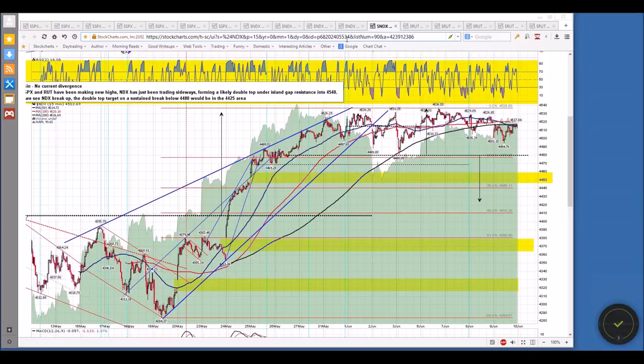Hold on a second, Jack. I'm just trying to move around my screen here a little bit. Okay, I had to move your chart out of the way.